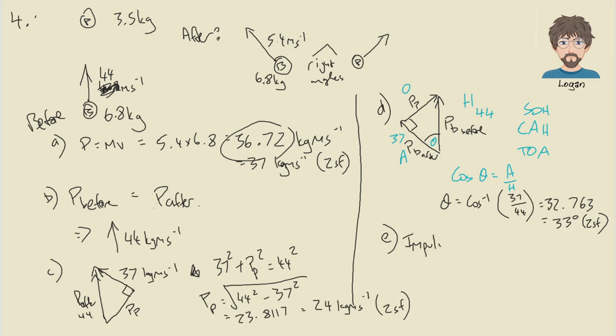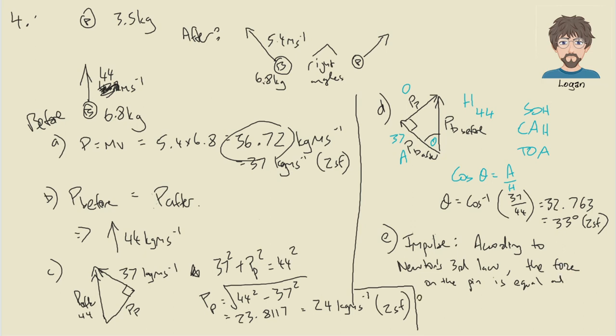impulse. So according to Newton's third law, the force on the pin is equal and opposite to the force on the ball. Therefore, the change in momentum of the pin is equal and opposite to the change in momentum of the ball. And you could go on, if I had more space, and say the change in momentum of the pin is from 0 to 24. The change in momentum of the ball must be the same as that.